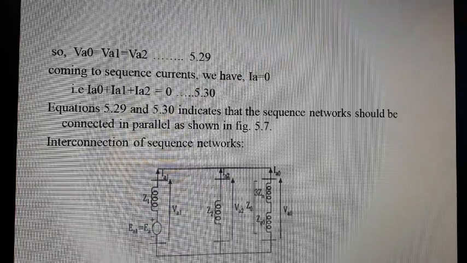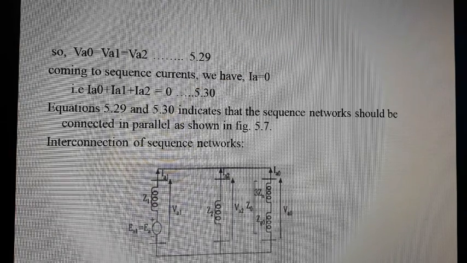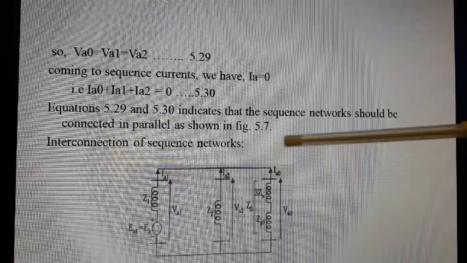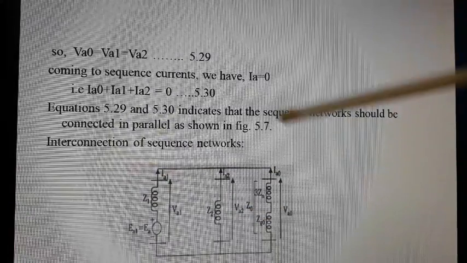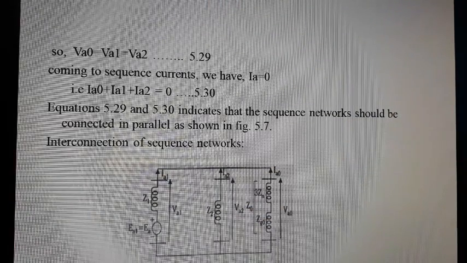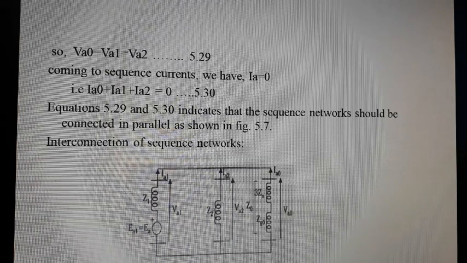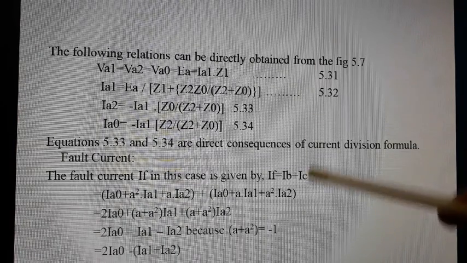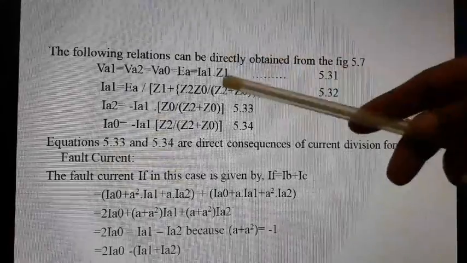From these two equations, it is very clear that all the voltages are equal. That means the sequence networks must be connected in parallel. The positive sequence network, negative sequence network and zero sequence network are all connected in parallel such that they satisfy VA0 is equal to VA1 is equal to VA2. This will be the interconnection of sequence networks for the double line to ground fault. That can also be derived using the equations as we discussed in the previous cases.